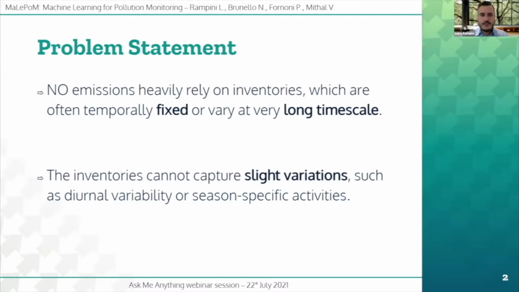We are focused on NO emissions, in particular NO2 emissions, which currently rely heavily on inventories. Inventories have two main problems. The first one is they are temporally fixed on a very long time scale, usually months or years, and moreover they cannot capture slight variations, for example rush hour for the traffic or season-specific activities like burning crops.